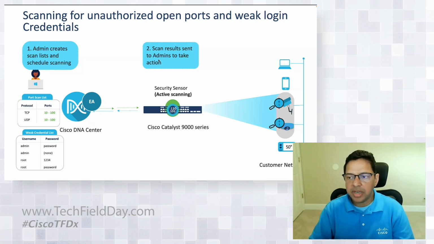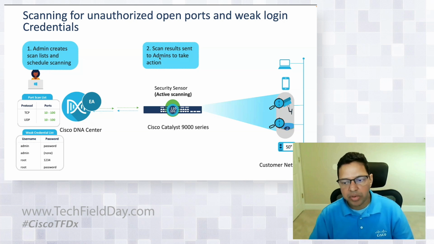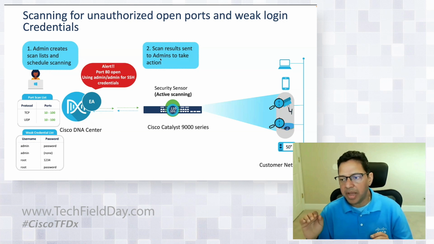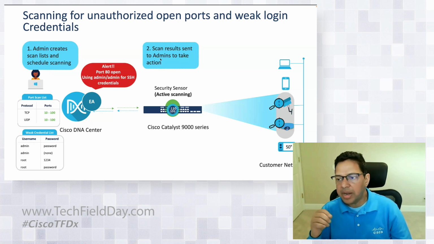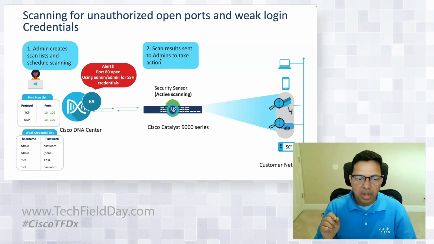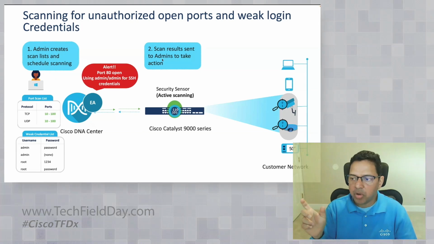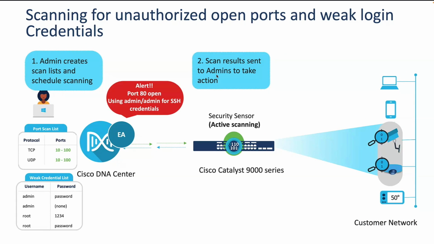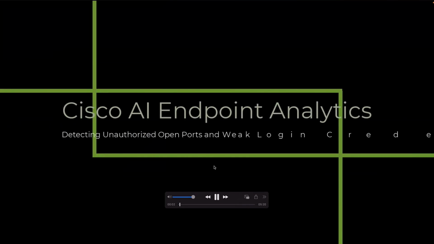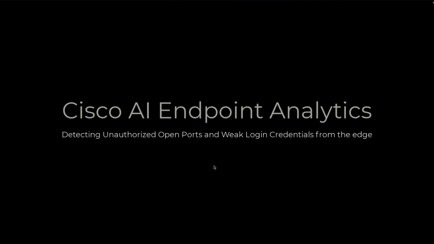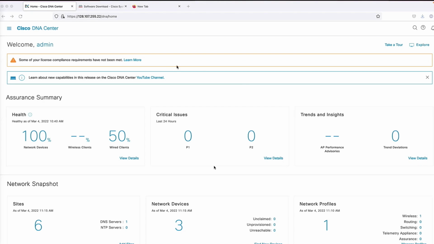You can also set frequency intervals. Once the scanning is complete, you will see an alert from the admin saying that port 80 is open, or that you are using weak login credentials for SSH and Telnet, which are the two protocols that we support right now for identifying weak login credentials. So the goal is for us to identify unauthorized open ports and weak login credentials.